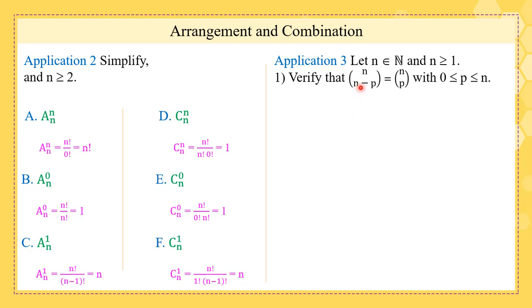Now verify that this combination is equal to that one, where p is between 0 and n. Try to do it alone. If we begin by applying the definition of the combination here, we get n factorial over the difference between n and (n minus p) factorial times (n minus p) factorial, and this is nothing but C(n,p).